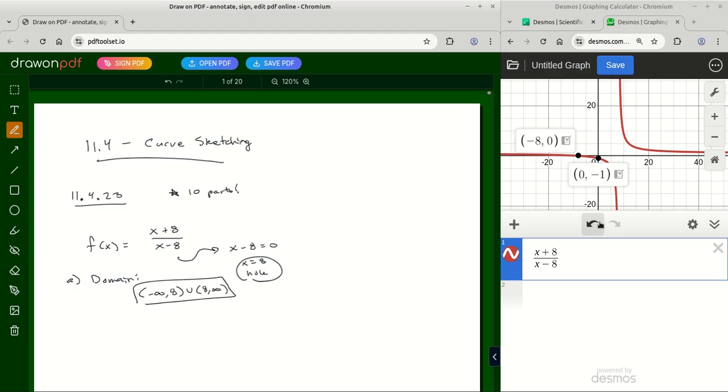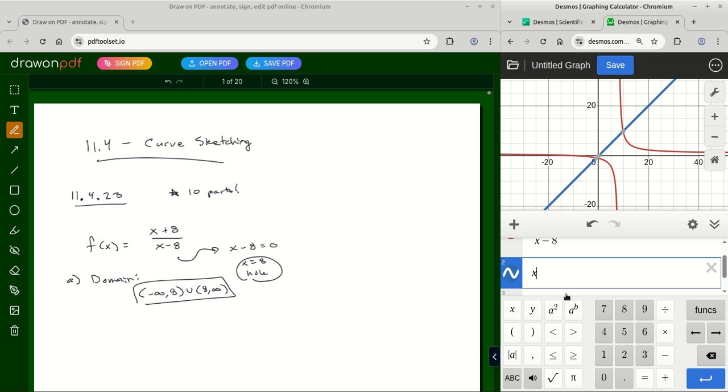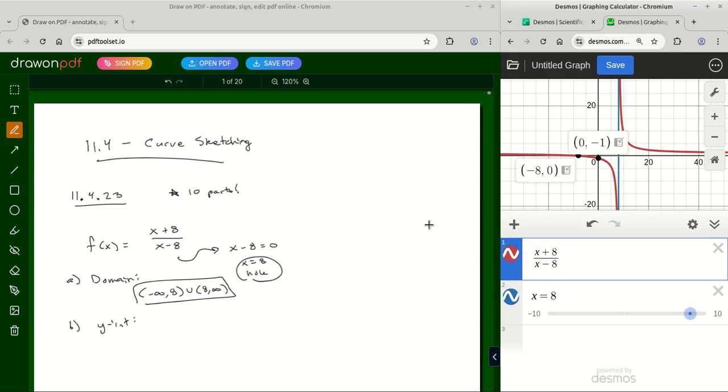Basically, this vertical asymptote must be at 8. So let's do x equals 8. And yep, see, you can see it now. Cool. So let's keep going. Part B, it says, what is the y-intercept? We already found it. So that's my x, that's my y-intercept.